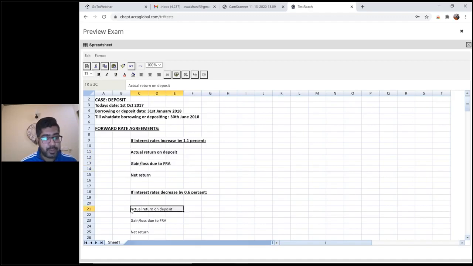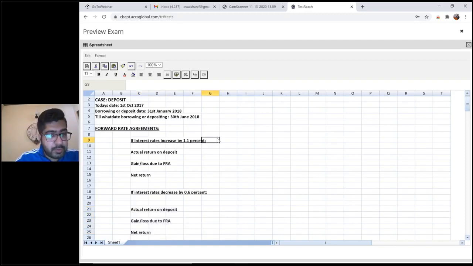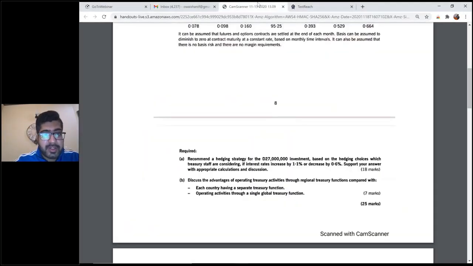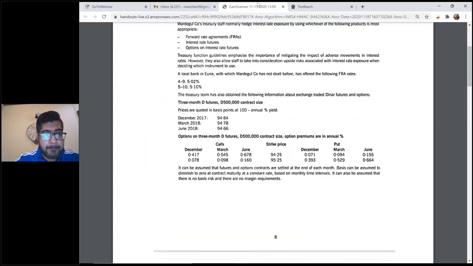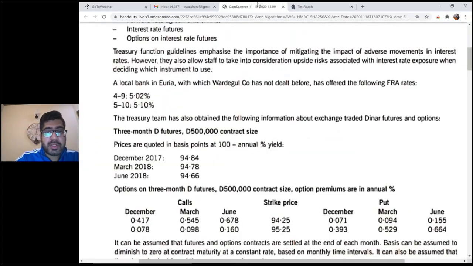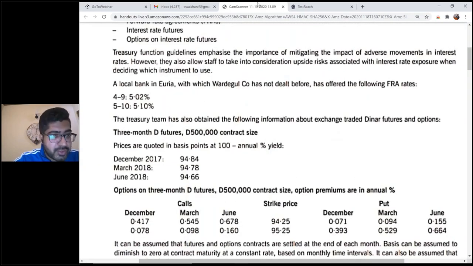So actual cost of borrowing or actual return on deposit. It's a deposit case, so you need to write actual return on deposit, and then gain or loss due to FRA. You will get net return or net cost. Okay, you need to work if interest rates increase or decrease. Now there are two FRA rates given in the question. A local bank in the area, with which Varticol has not dealt before, has offered the following FRA rates: 4-9 and 5-10. Okay, which one will you opt?